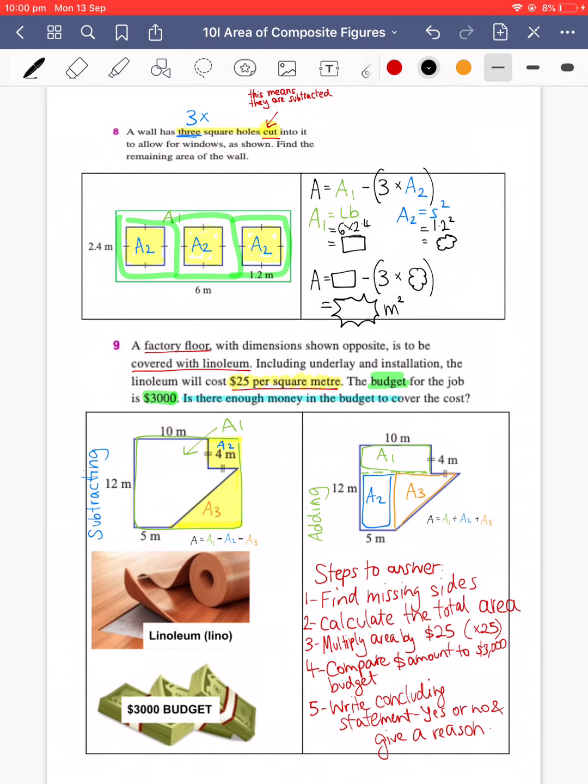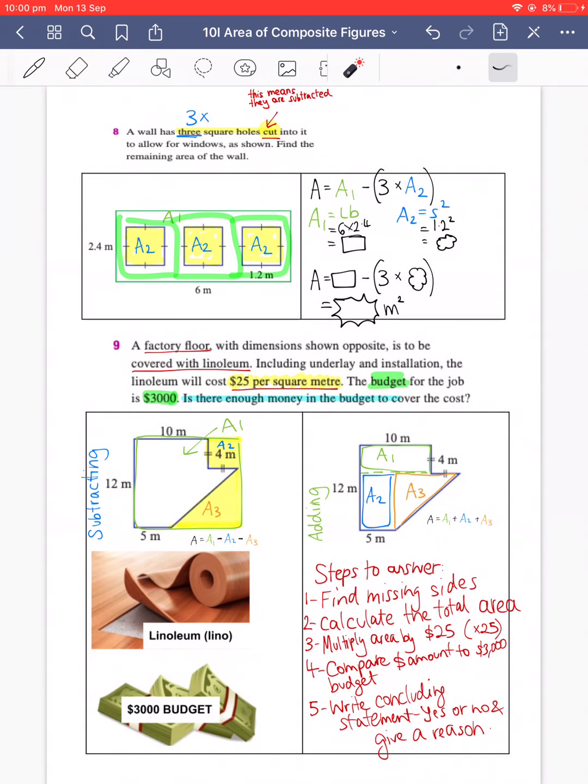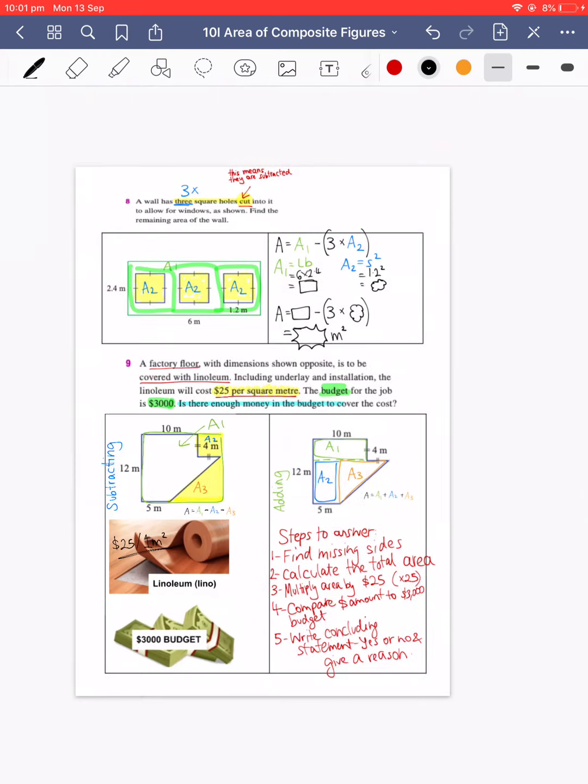Okay, for this next one, again, breaking things down. Here, we have a shape, but it's kind of how you approach it really depends. A couple of things we need to know for information. We've got our lino, so it's just kind of a flooring covering. We have a budget of $3,000. It costs $25 for a square meter of lino. So I'm just going to add that information to our actual diagram. So it's $25 for 1 square meter. And that's really important for later.